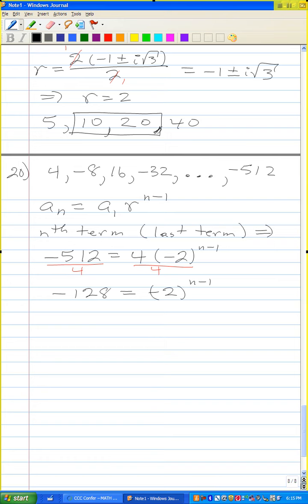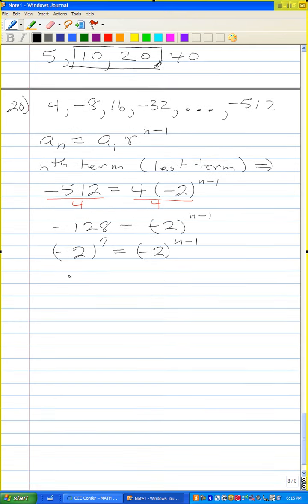I know that 2 to the 7 is equal to 128. So negative 2 to the 7 is equal to negative 2 to the n minus 1. And so since the exponential function is 1 to 1, and since the bases are the same, then the exponents must be the same. And so 7 is equal to n minus 1. So adding 1 to both sides, I get that n is equal to 8. So there are 8 terms in my sequence.